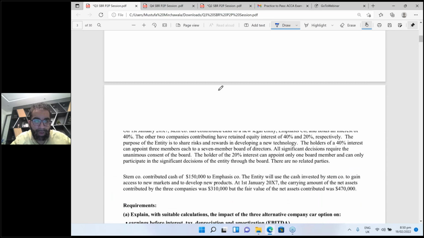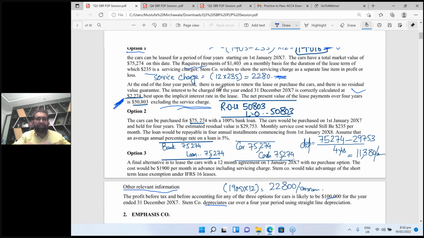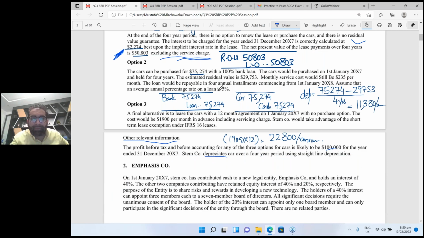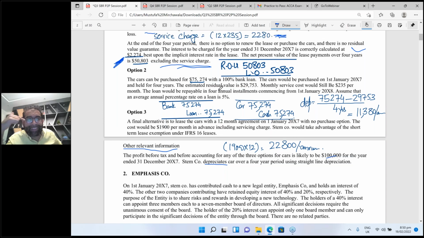Now option number 2. The car can be purchased for, what was the market value of the car? Students, think over it. The market value was 75274, with 100% bank loan. Now don't think about leasing, just think of two entities. There is a bank and there is a car shop, separate.